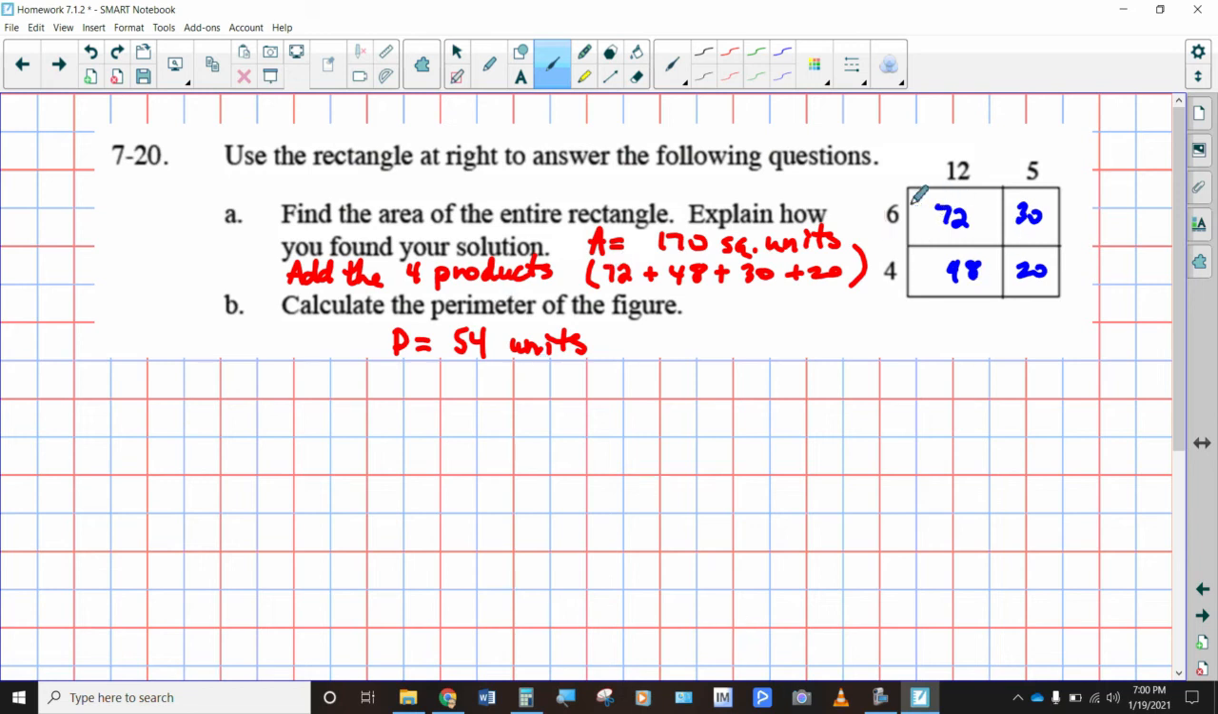So 6 times 12 is 72, 6 times 5 is 30, 4 times 12 is 48, and 4 times 5 is 20. Add all those together, I guarantee it's going to be 170. And now what is the perimeter? Well, this is 10, right? And this is 17, so this is 10, and this is 17. So 34, 44, 54 ends up being your perimeter.